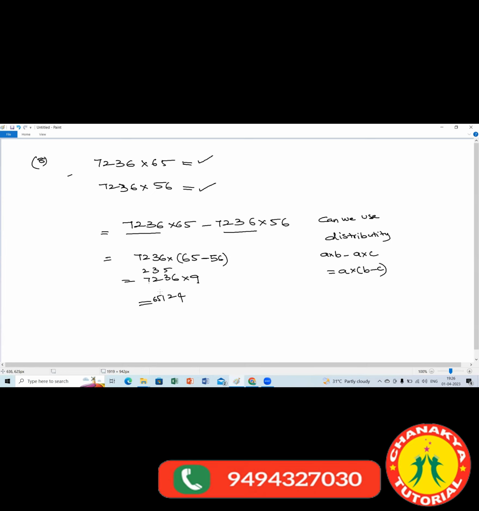Please check once, children. 65,124. After multiplying the products, you would find the difference. Instead, you can directly use the distributive property, multiplication over subtraction, A into B minus C, to simplify the question. Or else you can go with this product and this product, and later subtract these two. Check it, children. Please do it and text me whether it is correct or not.